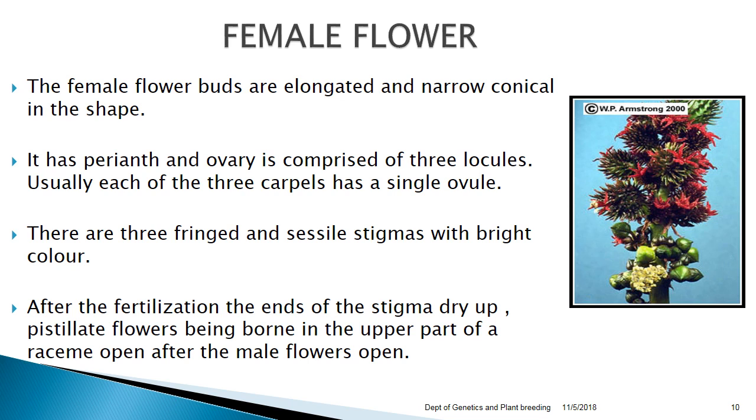Female flowers. Flower buds are elongated and narrow conical in shape. These are female flowers, red in appearance. It has a perianth and the ovary is comprised of 3 locules. Usually each of the 3 carpels has a single ovule. There are 3 fringed and sessile stigmas with bright color. After fertilization, the ends of the stigma dry up. Pistillate flowers, being borne in the upper part of a raceme, open after the male flowers open.